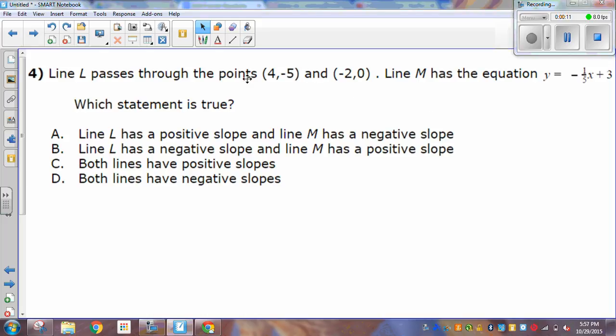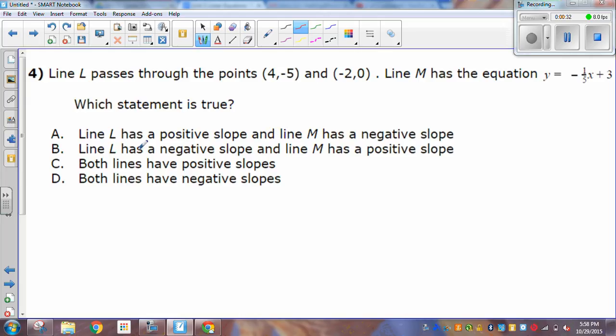It says line L passes through the points (4, -5) and (-2, 0). Line M has the equation y equals -1/5 x plus 3. Which statement is true? And he gives us all these statements, and it's sort of overwhelming. How do I know which one's true, which one's not true? They all seem a little similar.